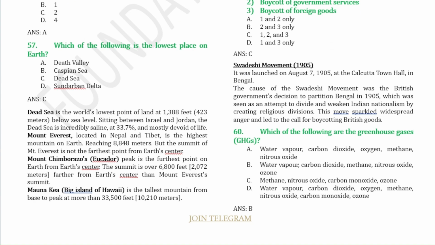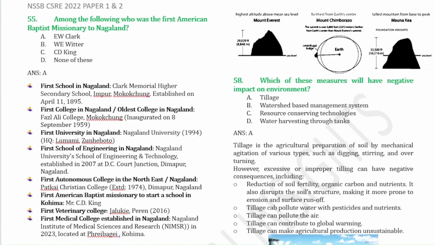Question number 57. Which of the following is the lowest place on earth? So it is Dead Sea. If you see this figure, highest altitude above mean sea level means it will be Mount Everest, but furthest from Earth center it will be Mount Chimborazo, and it is in Ecuador. And then tallest mountain from base to peak will be Mount Mauna Kea. So these are some of the differences that you have to know about these 3 different mountains.